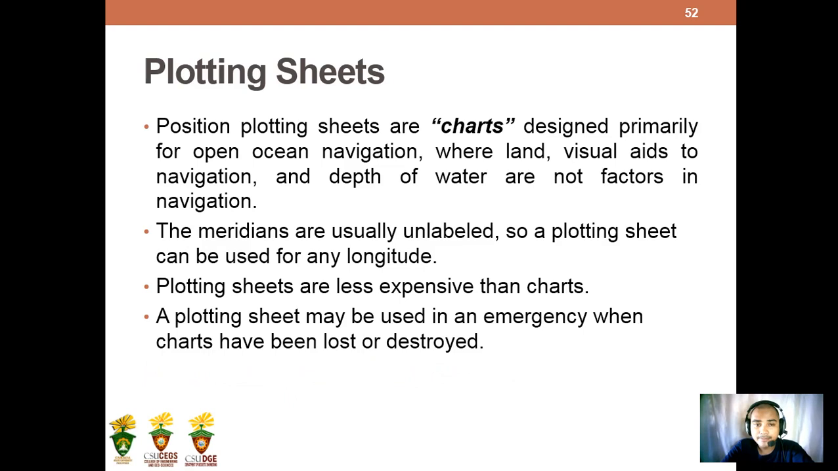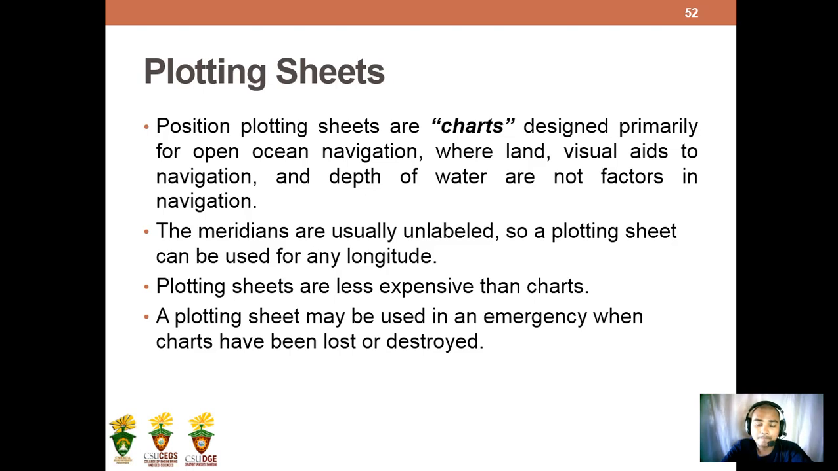So we have here plotting sheets. Position plotting sheets are charts designed primarily for open ocean navigation, where land, visual aids to navigation, and depth of the water are not factors in navigation. So, from the definitions here, the depth and the visual aids to navigation are not factors for navigation. And the meridians here are usually unlabeled, so a plotting sheet can be used for any longitude.